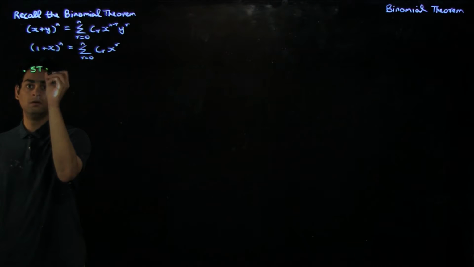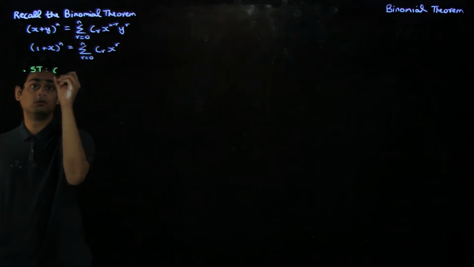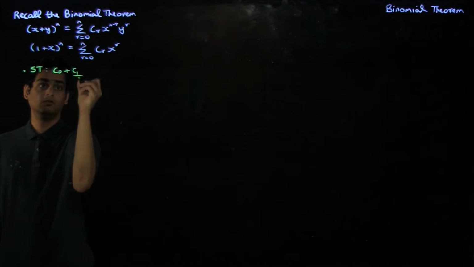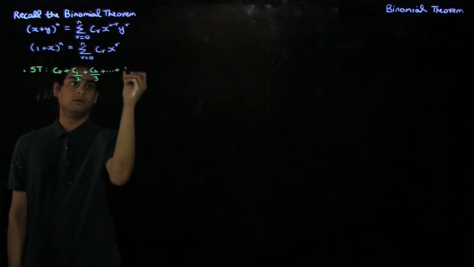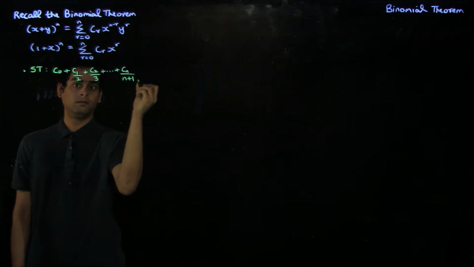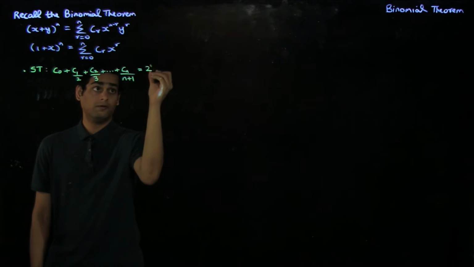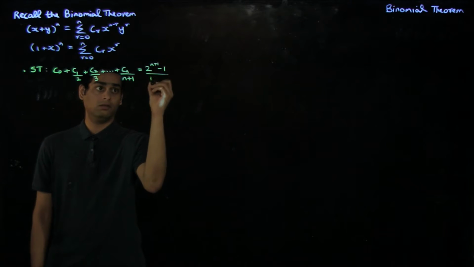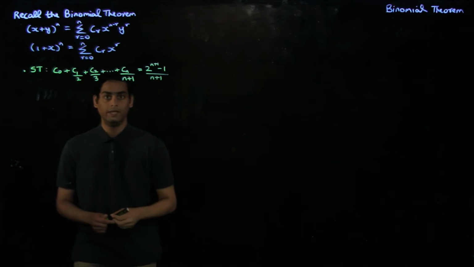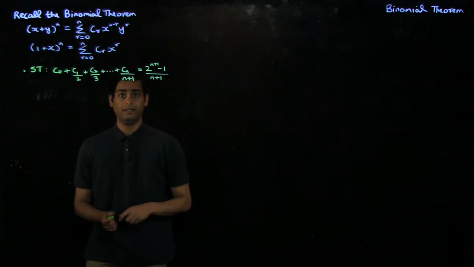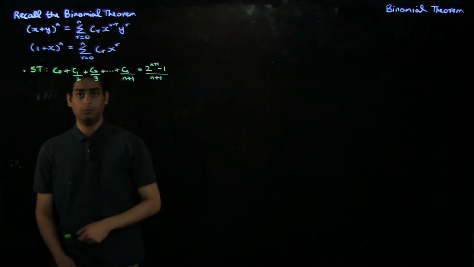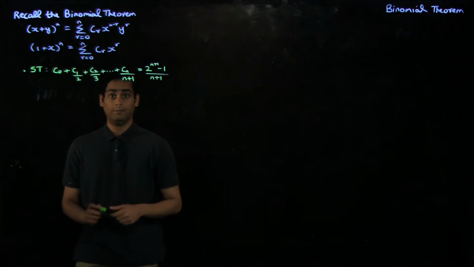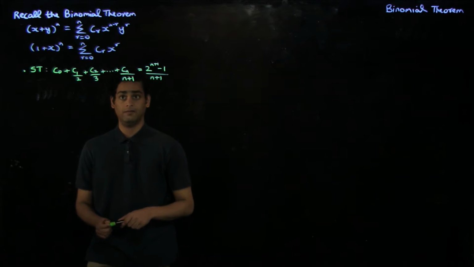It asks us to show that C_0 + C_1/2 + C_2/3 and so on till C_n/(n+1) is equal to (2^(n+1) - 1)/(n+1). In the previous lecture, we've seen identities that the binomial coefficients obey, where we have integers multiplying the binomial coefficients, whereas in this lecture we will be primarily concerned with identities where we have fractions of the binomial coefficients.